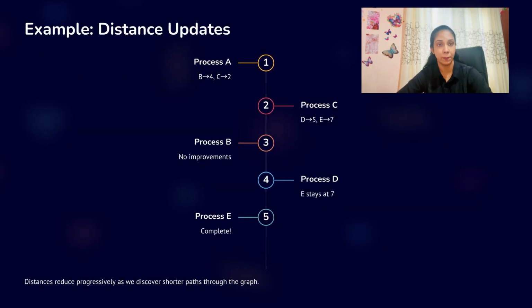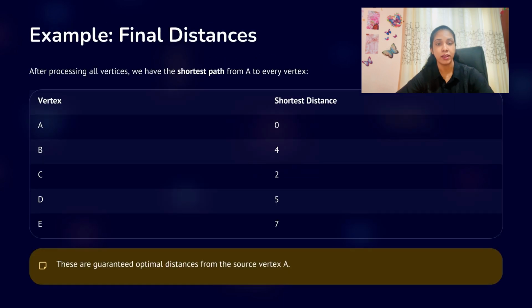Example, distance updates. We then process vertices one by one. Distances are reduced as we find shorter paths through intermediate vertices. This shows how relaxation works in practice. Example, final distances. Finally, we get the shortest distance from A to all vertices. These distances are guaranteed to be optimal. This is the power of Dijkstra's algorithm.